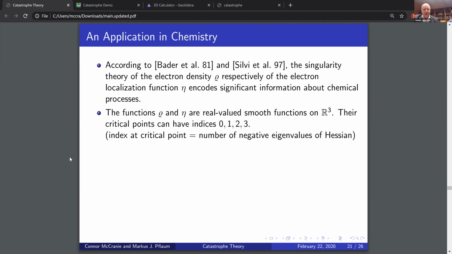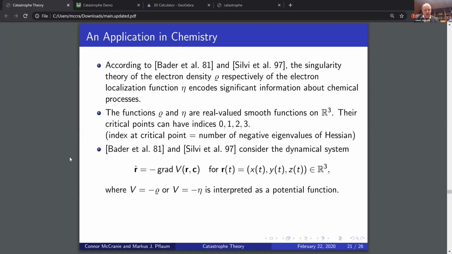Just a side remark, in case you read Sylvie's article, he has slightly different notation. He has the index as the number of positive eigenvalues, but I've chosen to use the standard mathematical number as an index, which is then also coherent with how Connor described catastrophes in terms of potential functions.